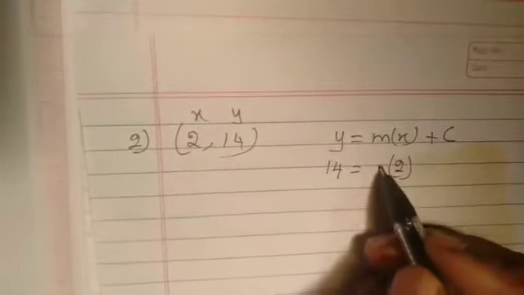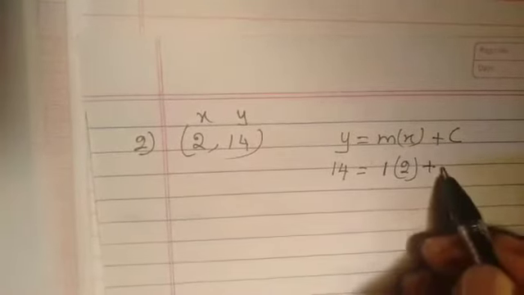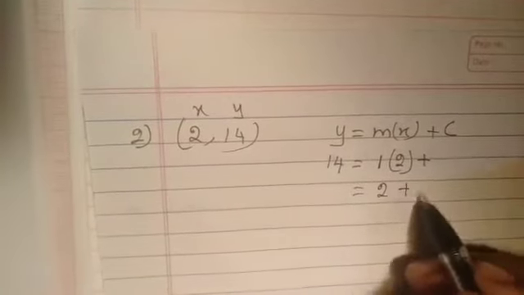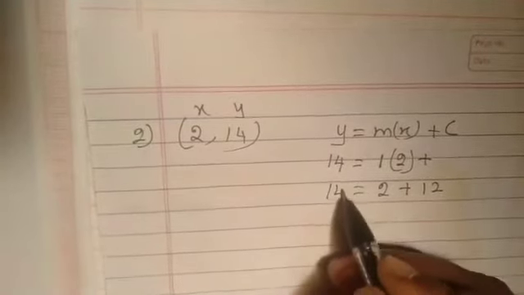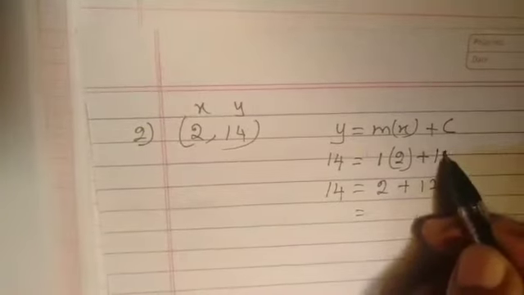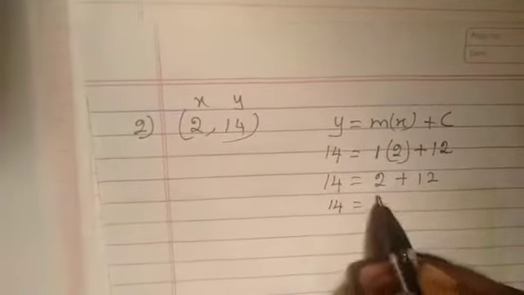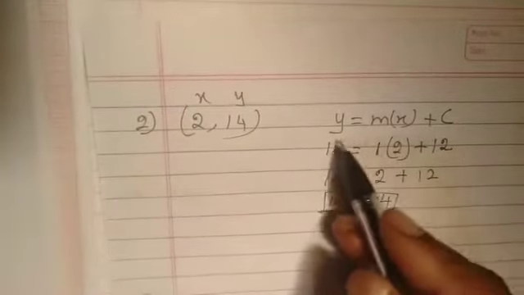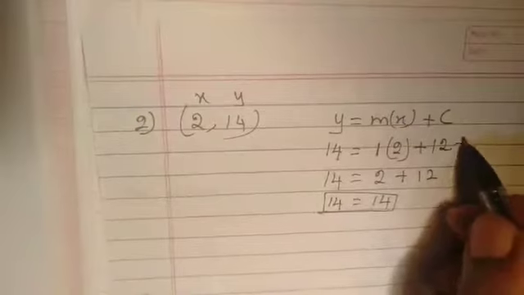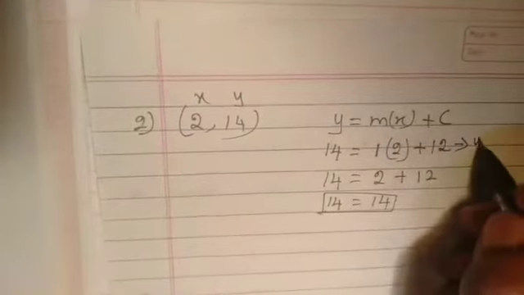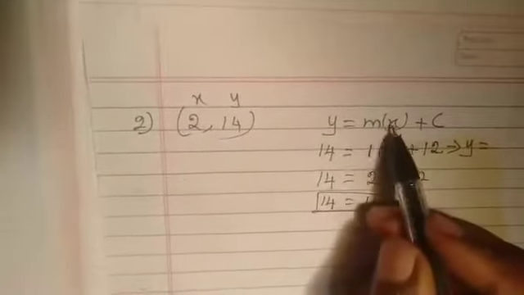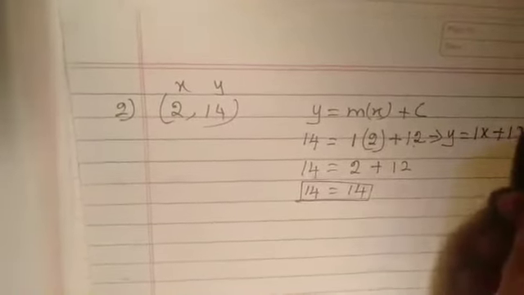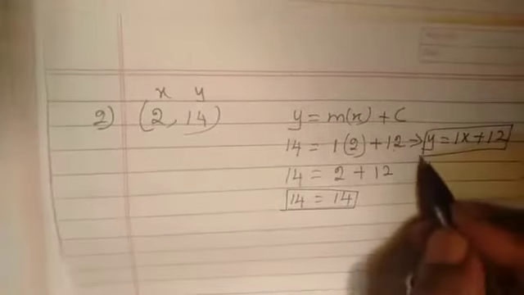Suppose in m place I give 1. Then what is the c value? 1 2s are 2, 2 plus 12 will get 14, right? So in c place I have to give 12, so that 14 equal to 14 I will get. So what will our equation be here? y equal to 1 into x, so 1x plus in c place I have 12. So this is the first equation I have.